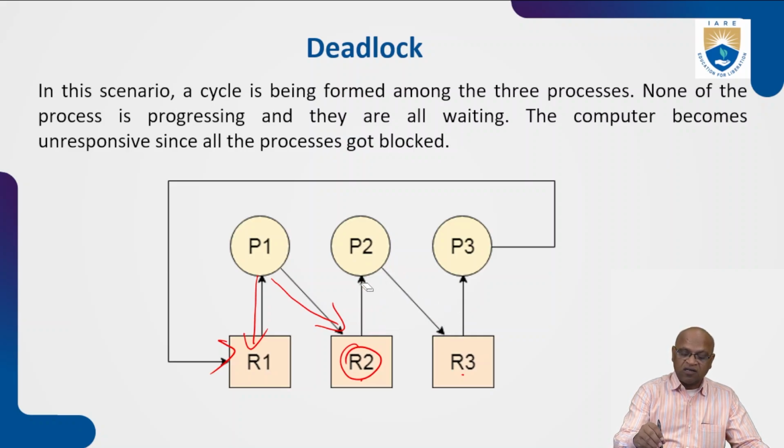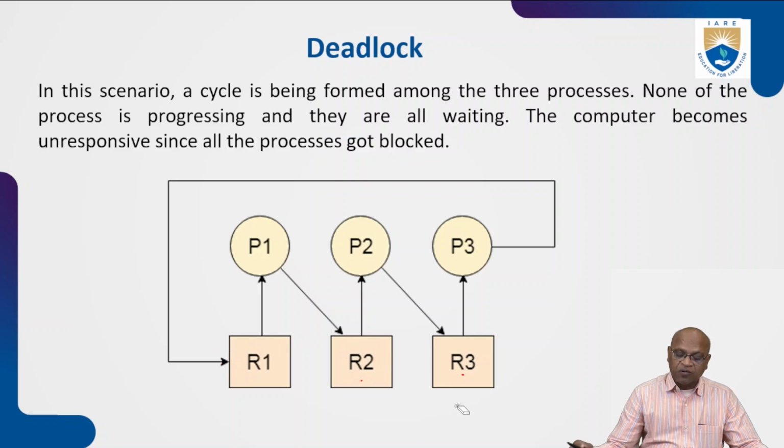For completion, P1 requires two resources, R1 and R2. R1 it has, but R2 is held by P2, so it is not released. P2 is not releasing R2, and P1 wants to complete its task. It requires both R1 and R2, but R2 is with P2, so P2 cannot release R2.